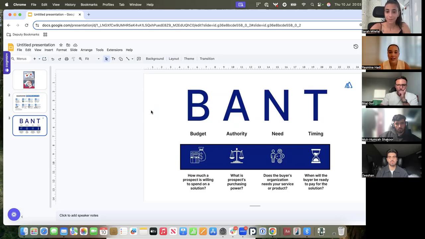So authority is literally who has authority over that deal? Who's going to sign? Who is the main decision maker? Sorry, there was noise in the background. Yeah, so literally just who's the main decision maker, who's making the final deal. That's just to gauge if this person you're speaking to is just a champion, just the guy who's doing research, or the actual decision maker.